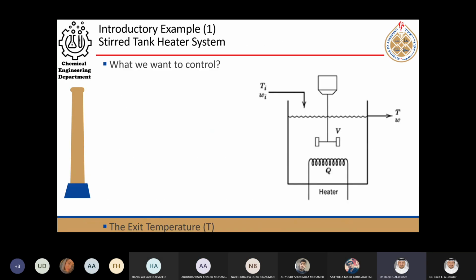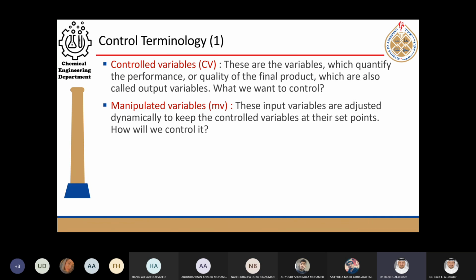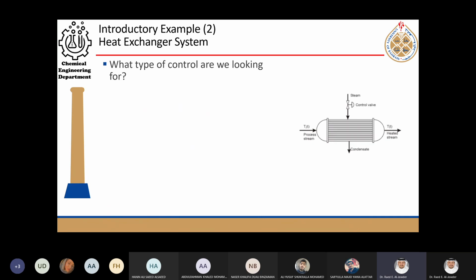We talked about the first example. We are now talking about the second example. Based on that, I have steam coming, saturated steam. As you can see, there is a control valve controlling the steam flow rate. And this is my process stream, the stream I want to heat. And then, as we said, usually I will be extracting the output of the steam as a hot liquid, a condensate. They call it liquid condensate.